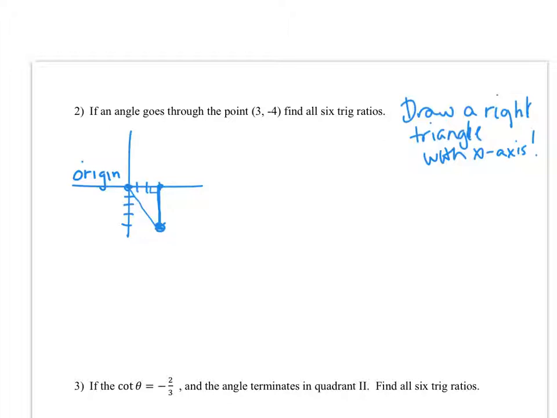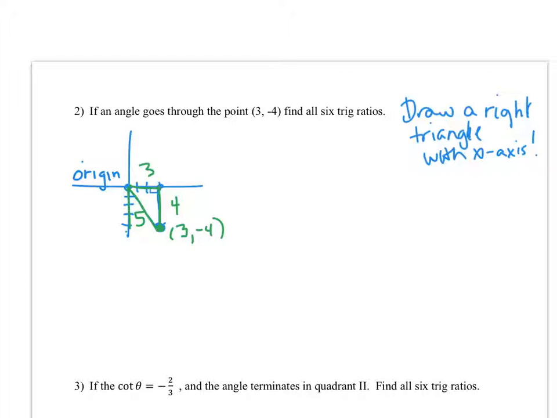Then we have to find the lengths of our sides. This is 3 right here. It's pretty obvious. And the height right here is 4, because that's the distance. This point is 3, -4, so the distance is 4. Then this one right here, if we do our Pythagorean theorem, is 5. You can do the Pythagorean theorem yourself to figure that out.